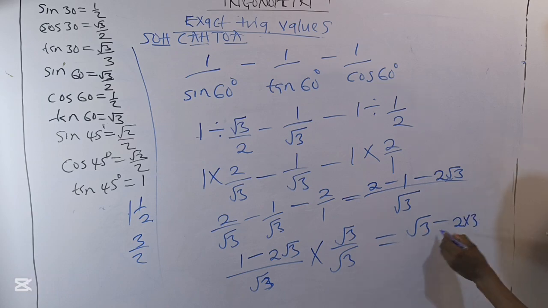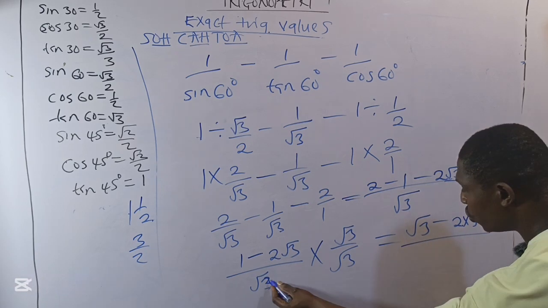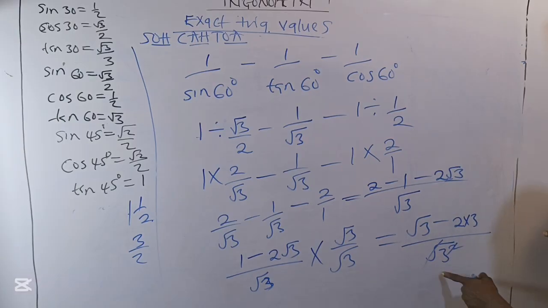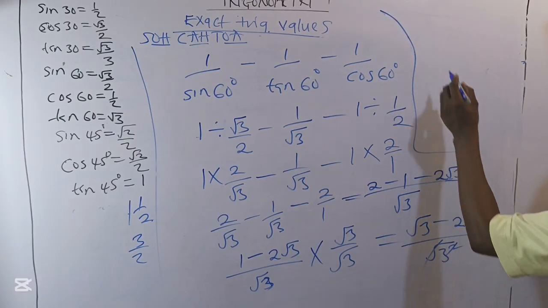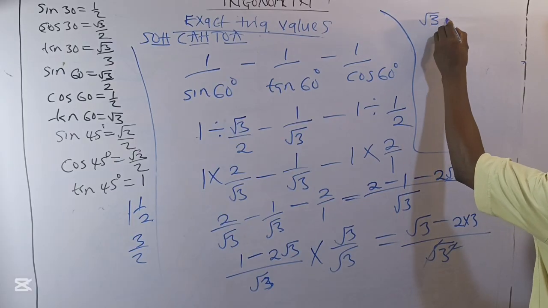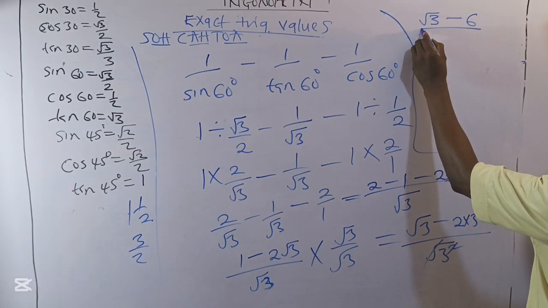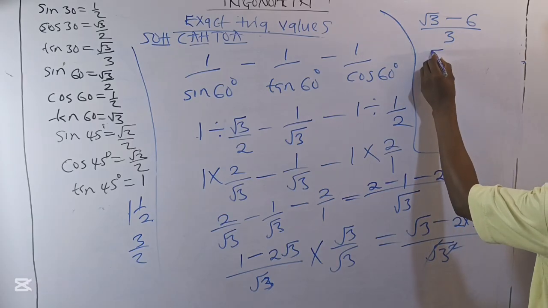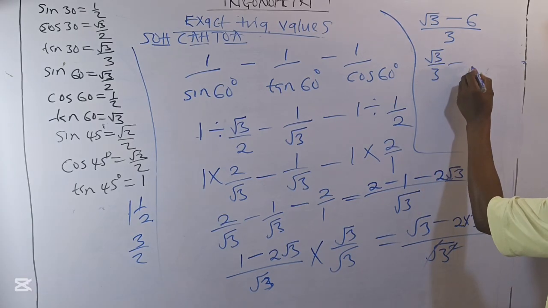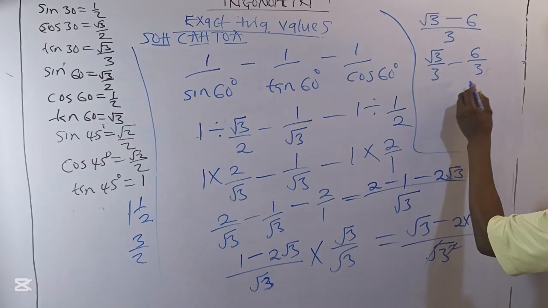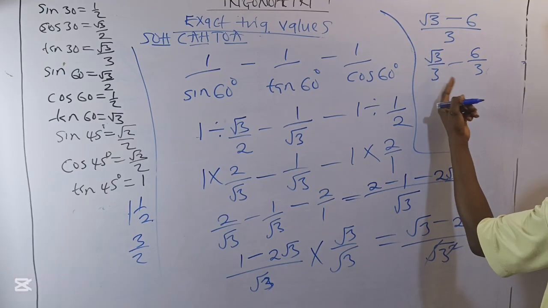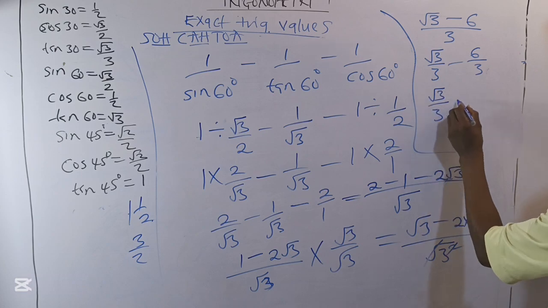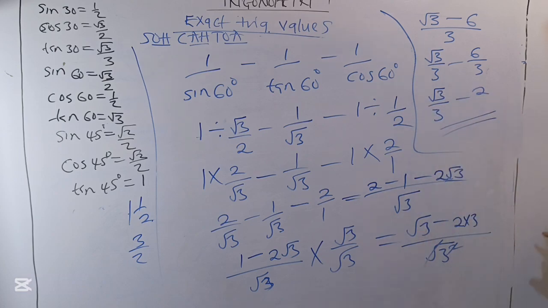So I have 2 times 3 all over root 3 will give me square root of 3 squared. And this will cancel to give me just 3. So I'll have root 3 minus 6 all over 3. And this can be my answer, or I can still go further to say root 3 over 3 minus 6 over 3, because I share the division among the two of them. So I'll have root 3 over 3 minus 2 as my final answer.